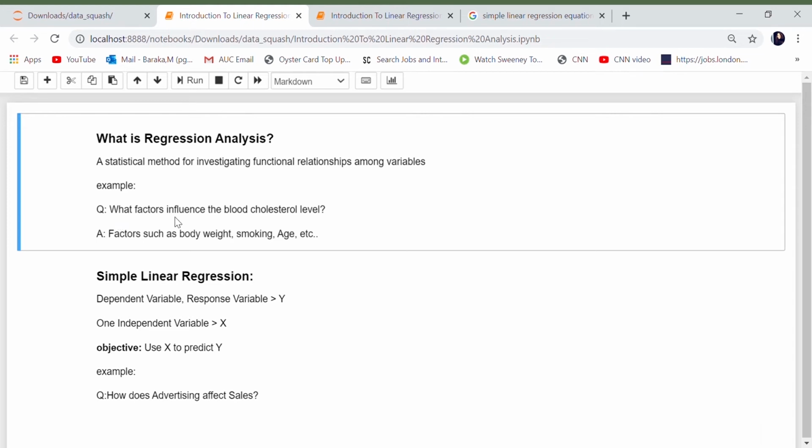In this example, it says, what factors influence the blood cholesterol level? So this might be a data scientist's question. And they might be wondering, all right, what are the variables or factors that affect the blood cholesterol level? And these factors could be body weight or smoking or the age of the person. So we're trying to understand in linear regression what is the relationship between body weight or smoking or age with the blood cholesterol level. So this is what linear regression analysis tries to answer.